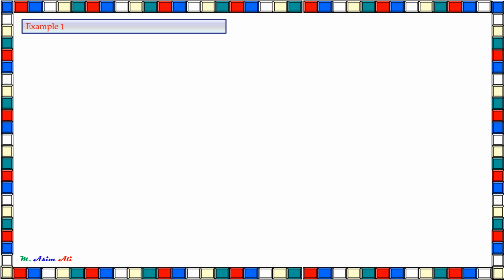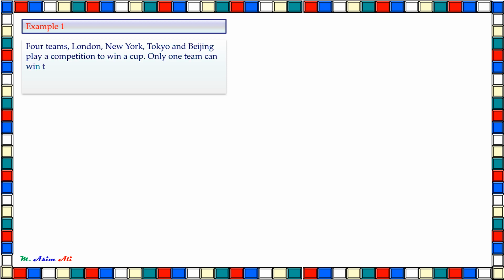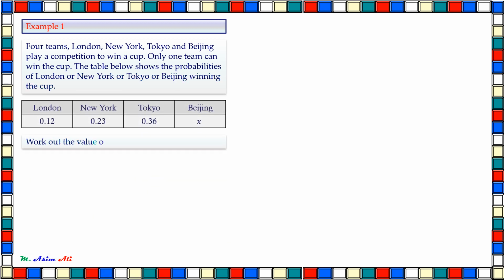Okay, let us discuss an example. There are four teams in a competition: one from London, another from New York, a third from Tokyo, and a fourth from Beijing. They're playing in a competition, and there are calculated chances of their winning based on their previous history and performance. The chances of winning the cup are given for three teams. The chance of Beijing winning is not given, and that is what we have to find.